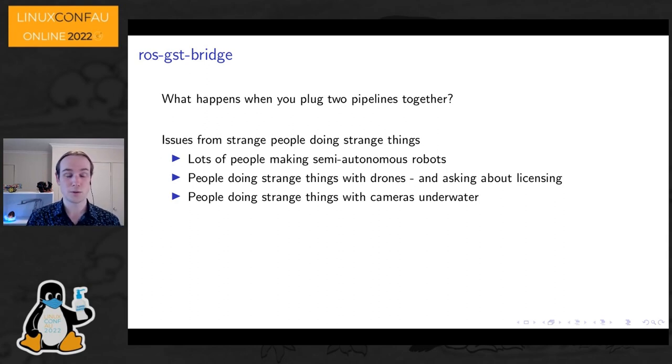So driver-operator interaction during a semi-autonomous procedure, everyone wants that. And GStreamer is a great tool to put together a means of moving perception data from one machine to another really, really efficiently.